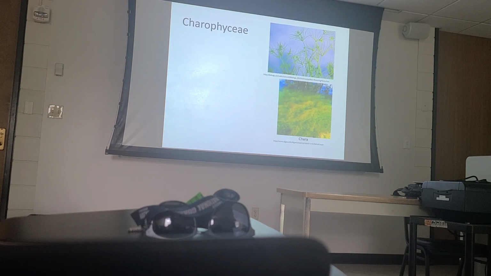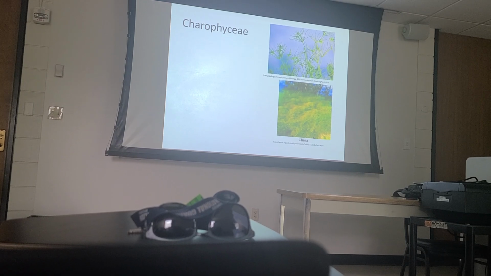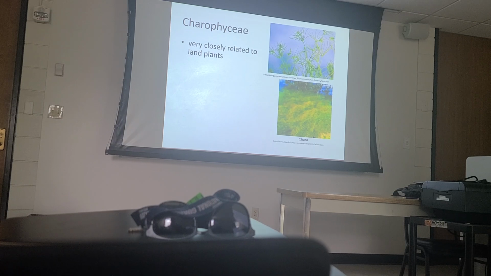Our next group is kind of different because this is another macroalga. When you see them, they look like little plants. And so the Charophyceae are very closely related to land plants and look like small plants. And I've not seen any around here. This stuff is also known as skunkwort because if you pick it up and crush it, it smells skunky.